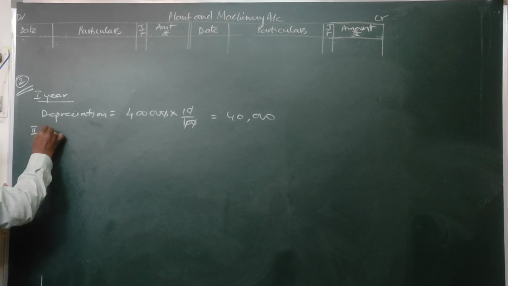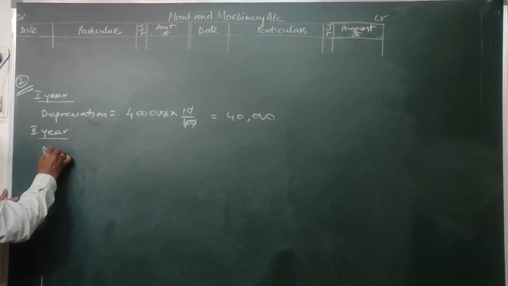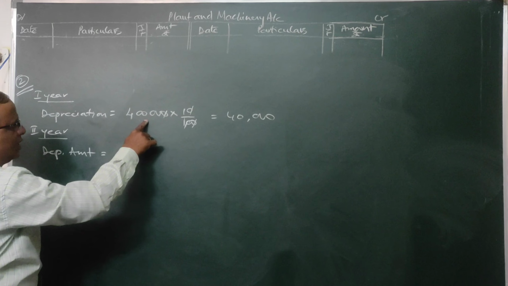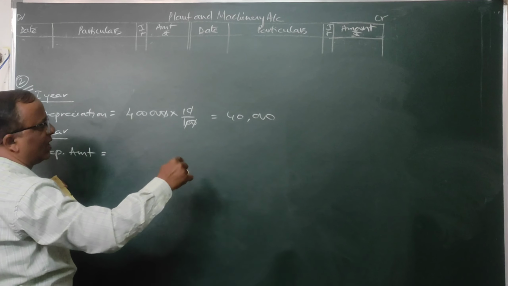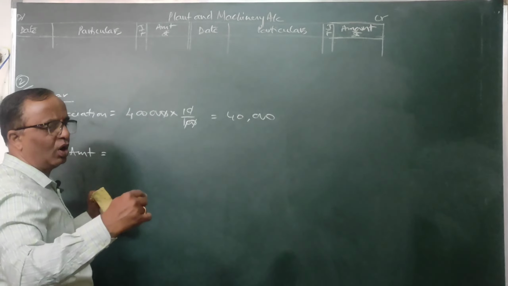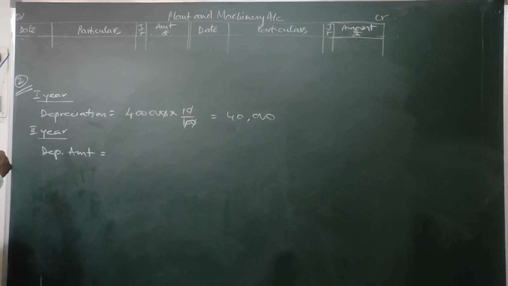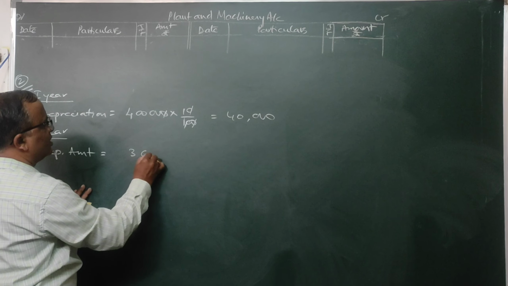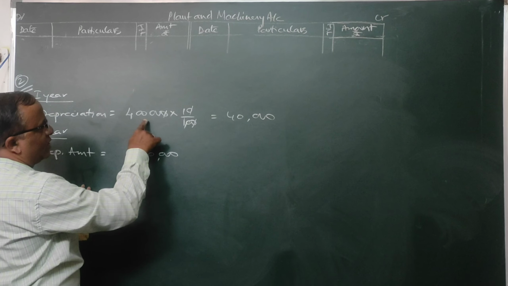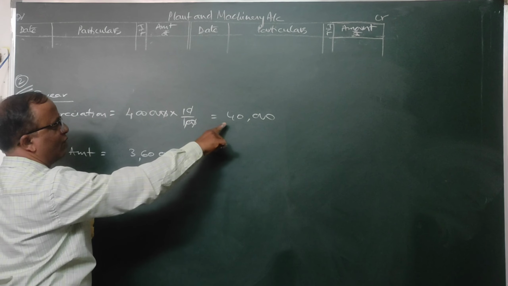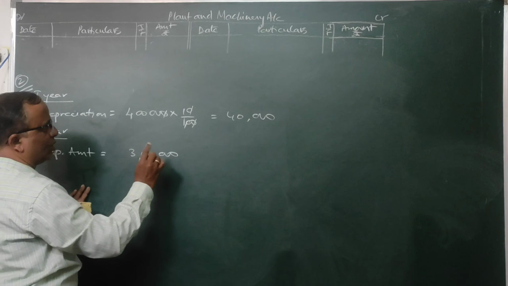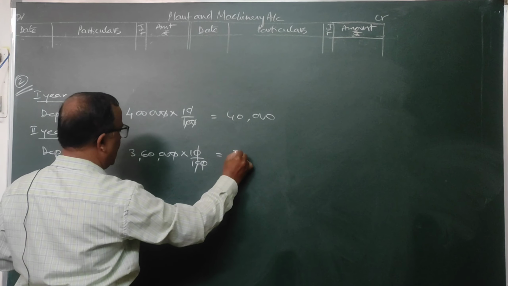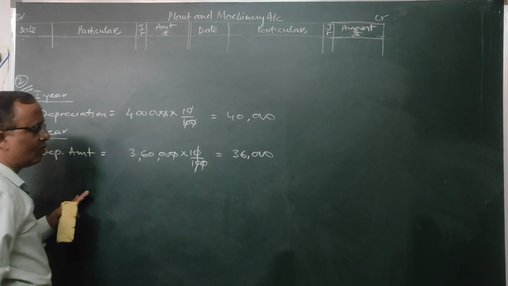Whereas for second year, how are you going to calculate the depreciation amount? See, first year it was 4 lakhs. Second year, under diminishing balance method, every year we are going to calculate depreciation on the written down value, or the value in the beginning of the year. That means 4 lakhs minus 40,000. How much is it? 3 lakhs 60,000 it will be. Because in the first year 4 lakhs was the book value. From that, first year depreciation 40,000 is gone. The remaining is how much? 3 lakhs 60,000. On 3 lakhs 60,000, 10% if you calculate, how much will it be for 1 year? It will be 36,000. Right?